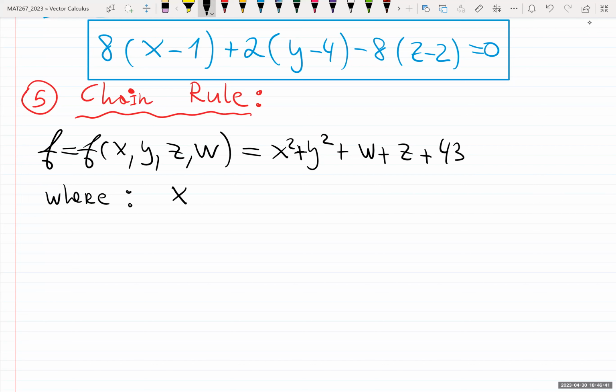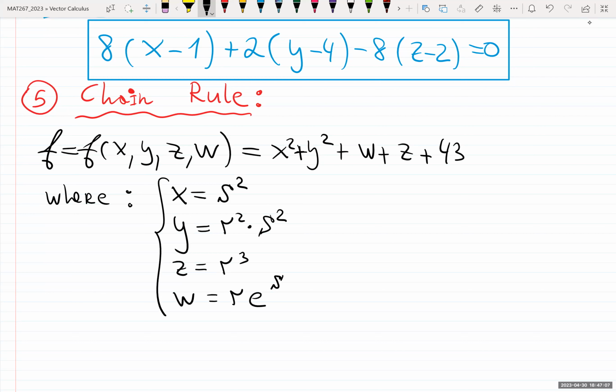But each of them has some kind of math going on. X is a quadratic function, s squared. Y is a quadratic function, r squared times s squared. What is this r? Oh yeah, r is a second variable. Z is r cubed, w is an exponential function of s, r e to the s. That is a crazy idea.